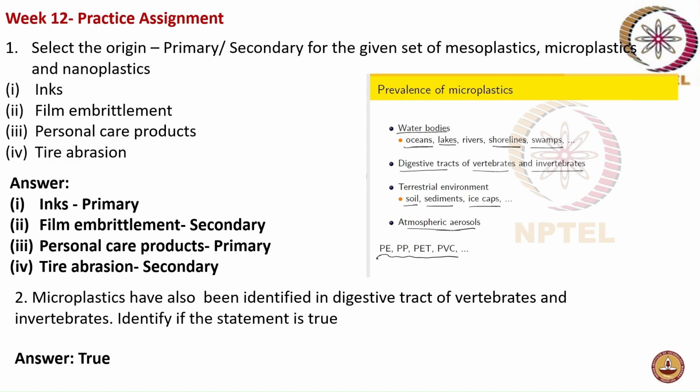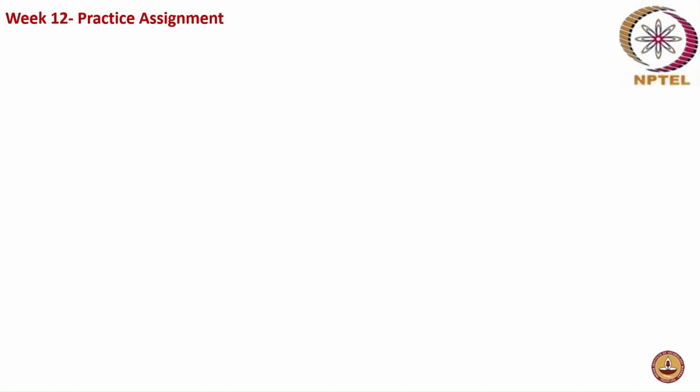So there is an utmost necessity that we avoid this prevalence of microplastics, such as polyethylene, polypropylene, PET, PVC microplastics in the environment. Maybe we have to move towards more biodegradable polymers. Next question.